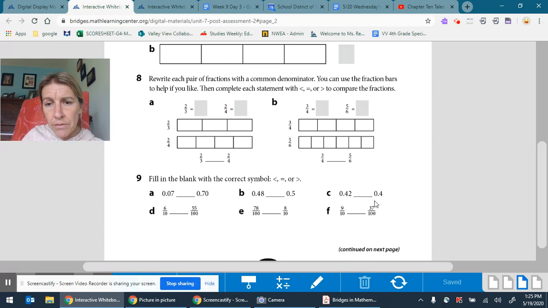You're comparing decimals and fractions. So you have to remember the rule of decimals, even how to read them. So 9A, this is 7/100, this is 70/100. Don't let them trick you here. This is 48/100, this is 50/100 or 5/10, and so on. Remember, you cannot compare these fractions unless you understand what this means out of 100. So pause and give 8 and 9 a shot.